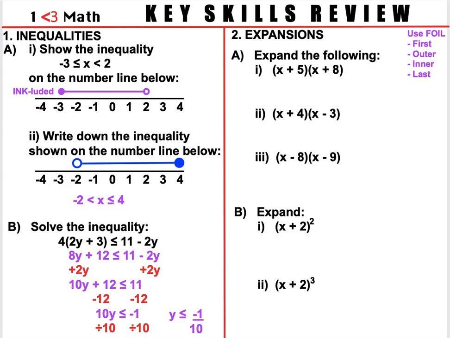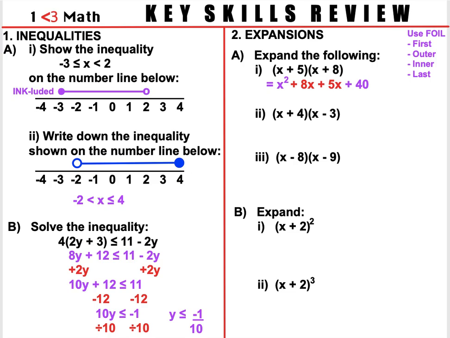I'm going to start off by multiplying x times x and x times positive 8. That's going to give me x squared plus 8x. So I've multiplied the first x by the second bracket. x multiplied by x is x squared. x multiplied by positive 8 is plus 8x. Now I need to multiply the plus 5 by the x, which is going to be plus 5x, and the plus 5 multiplied by the plus 8, which is plus 40.